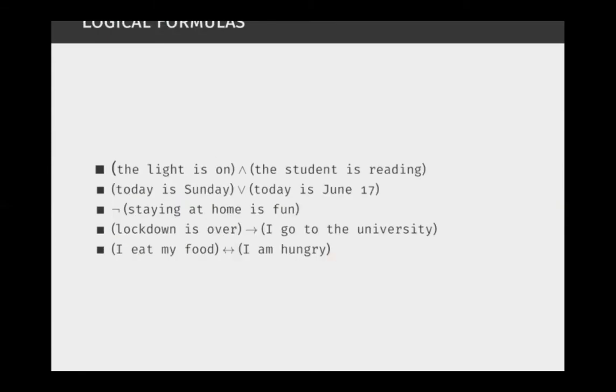Here are some examples where you combine the propositions with the help of logical connectives. So all of these are propositional formulas. The light is on and the student is reading. In order for this statement to be true, both sub-statements, the left-hand side and right-hand side of and, should be true. And intuitively, this is how we define and. Whenever you put and between two statements, both of these parts should be true.